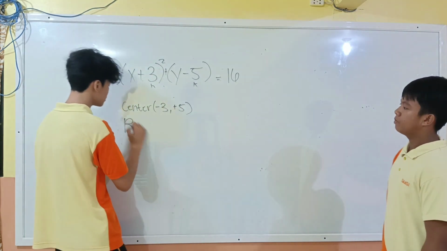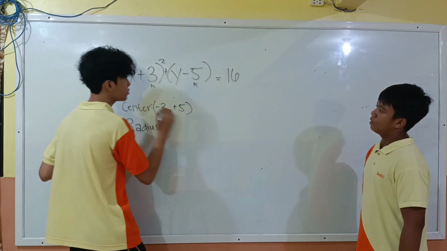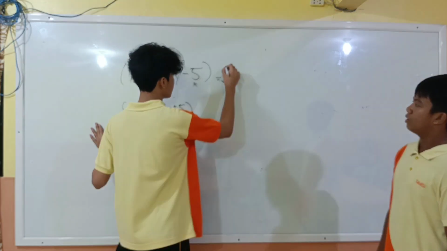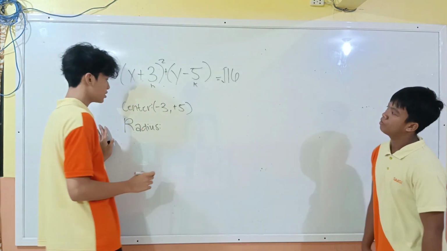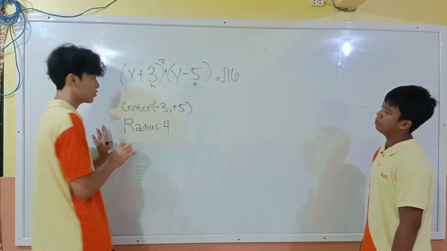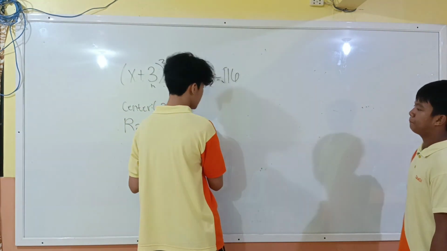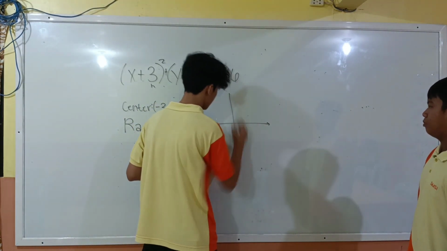And for the radius, it is very simple. You just get the given, get the square root. So square root of 16, 4. So we write 4. So the radius is 4. Now we just draw a Cartesian plane. A very, very simple one.